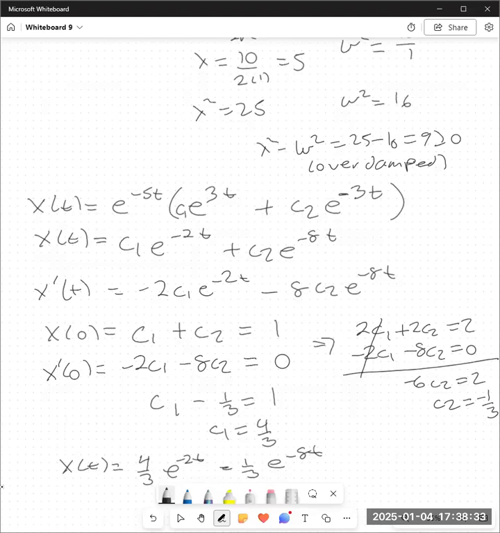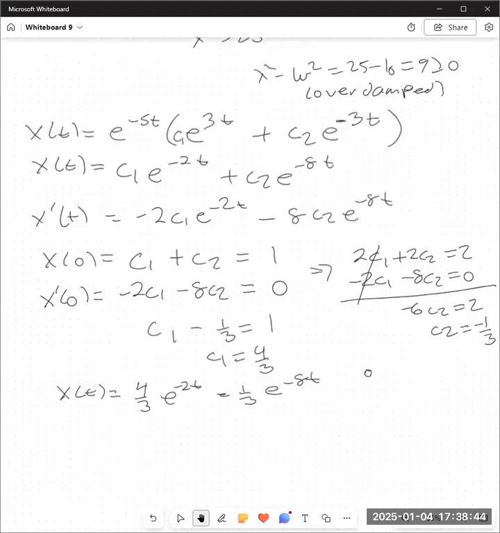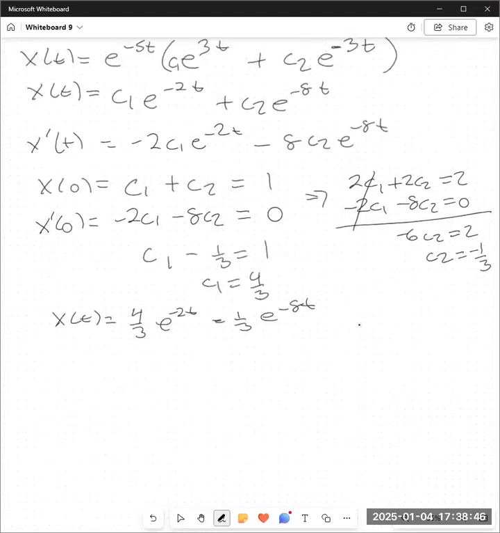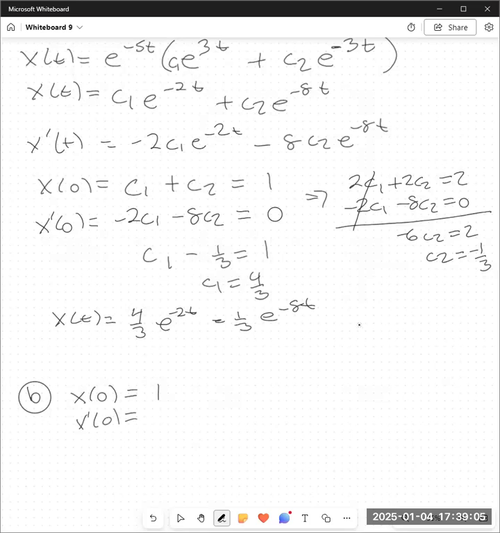Part B asks me if the mass is initially released from 0.1 meter below equilibrium with an upward velocity of 12 meters per second, then what is the equation? So part B says instead that x of 0 is still 1, and x prime of 0 is negative 12 meters per second.